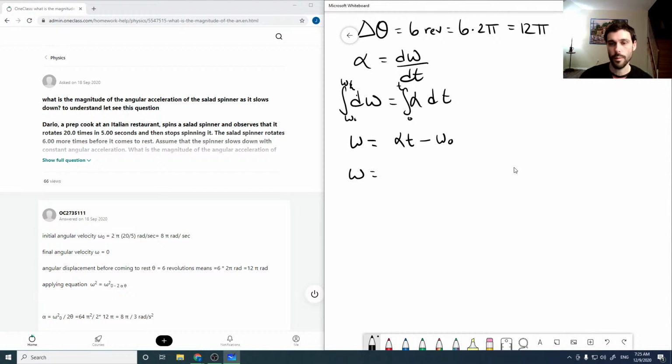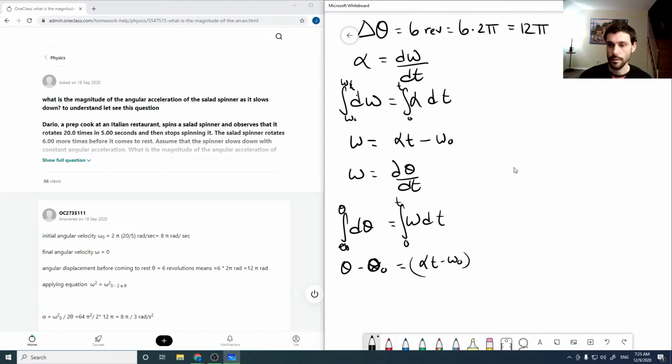So omega is d theta by dt. So d theta is equal to omega dt. Or if we integrate from theta naught to theta, and integrate from 0 to t, then we would get theta minus theta naught is equal to the integral of alpha t plus omega naught dt, which is equal to 1/2 alpha t squared plus omega naught t.